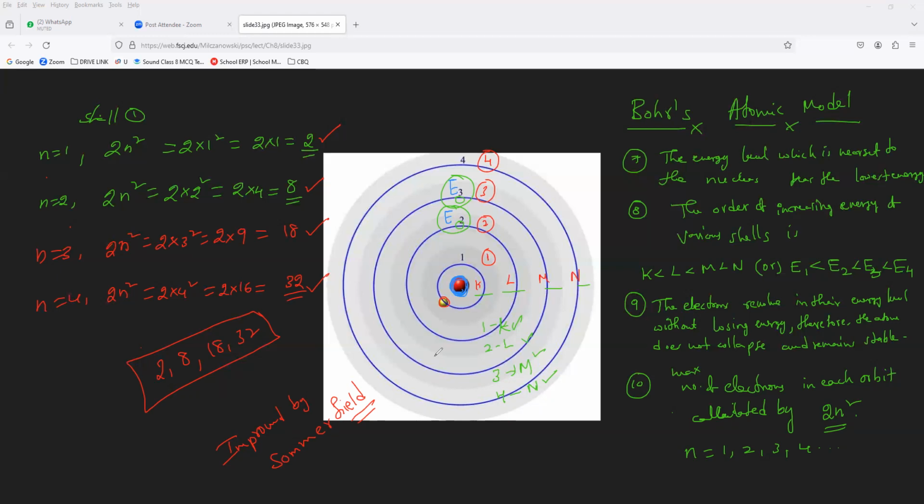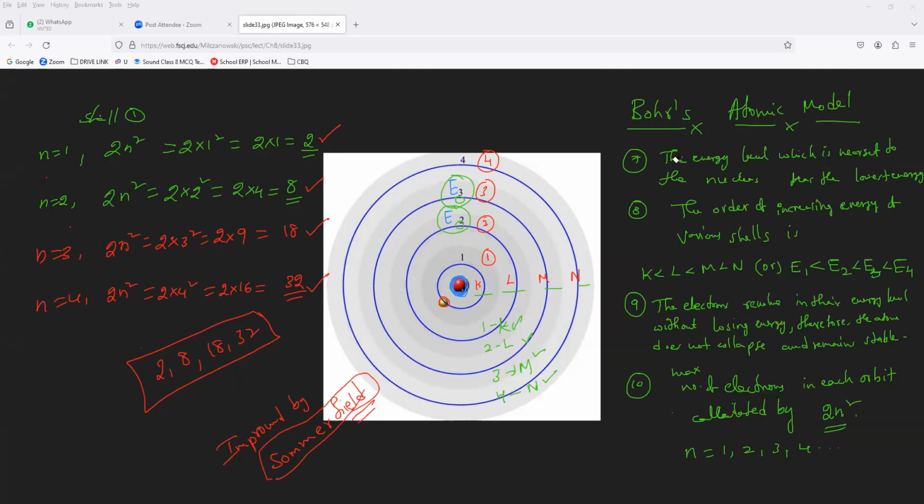Clear? By the time of Bohr, there was no discovery of neutrons. But we are studying the second point: the nucleus contains protons plus neutrons both. So how did it happen? It is an updated model, so somebody has updated that. Is it okay, guys? The Bohr's model was developed and further improved by Mr. Sommerfeld. That is what you have to remember. So this is all about the Bohr's model.